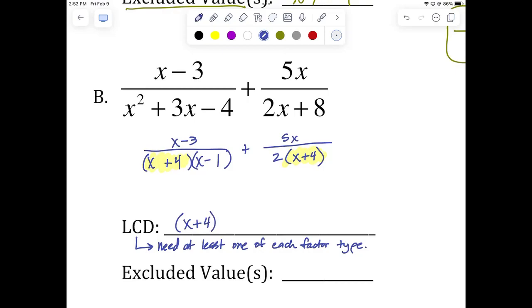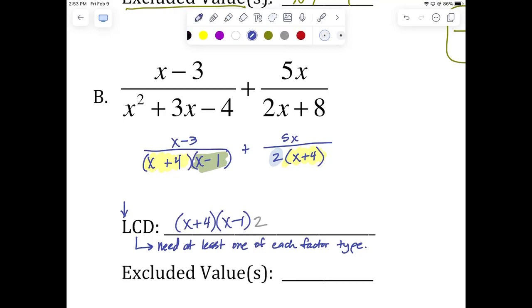Now, could I or should I say that I'm taking x plus 4 squared since there's two of them? Would that work? That would work, but we're trying to go for not just the common denominator, we're looking for the least common denominator. So we don't want to square it. They each have at least one x plus 4, so we'll leave it as x plus 4. And then I go to the second factor, which is x minus 1. I need at least one x minus 1. And then I go to the third one, which has a 2 in it. I have a 2 over here, and so I need at least a factor of 2.